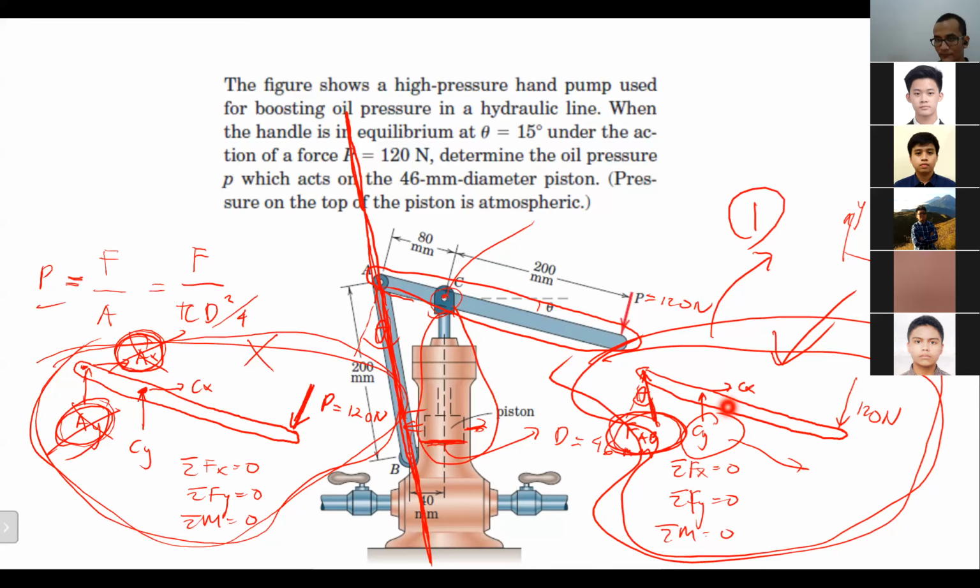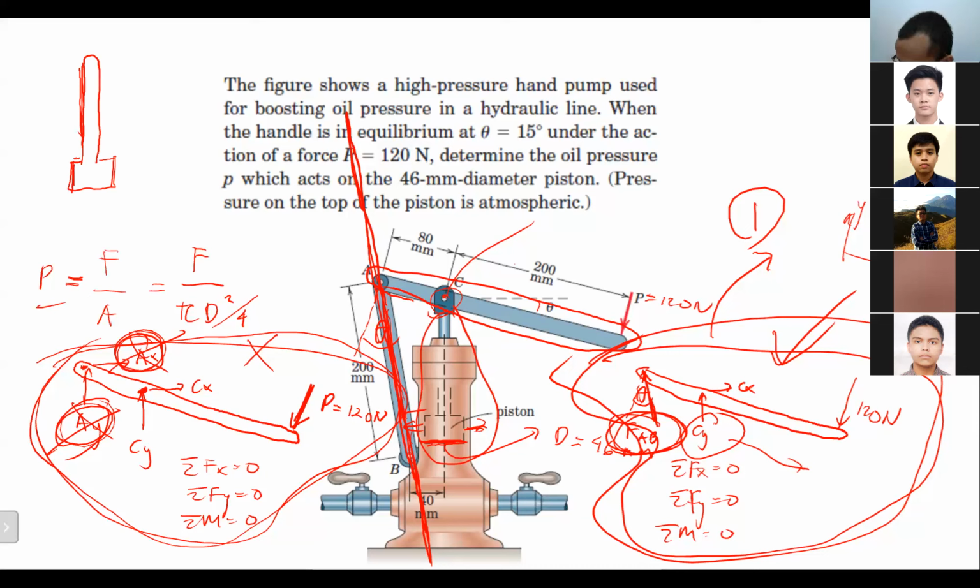Okay, sir. I don't get why C is not a two force member. C is not a two force member because, okay, let me draw it here. If this is the piston, I assume that the piston shape is like this. So let's draw the free body diagram of the piston.